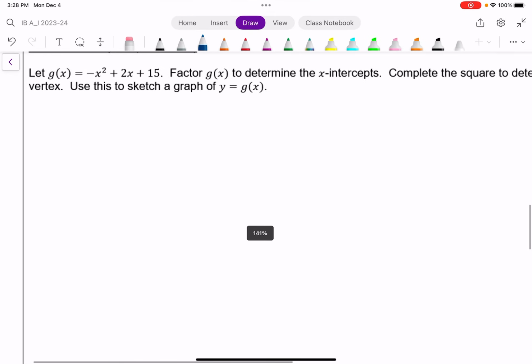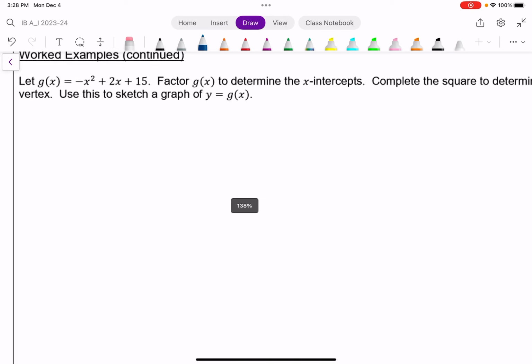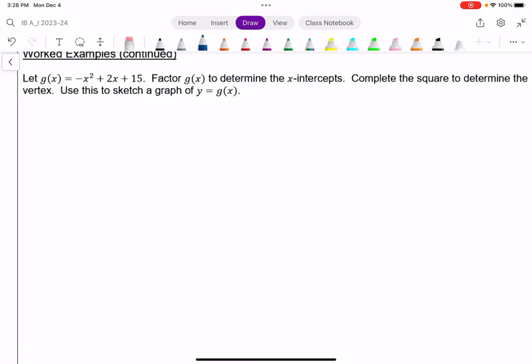So I also now want to talk about how from the factors of a quadratic function you can see the x-intercepts. And so I have a new function, g of x, and I want to factor it to determine its x-intercepts. I want to complete the square to find the vertex, and from that I should have lots of details rather quickly about this quadratic function.